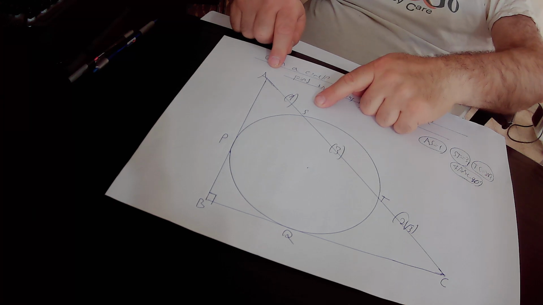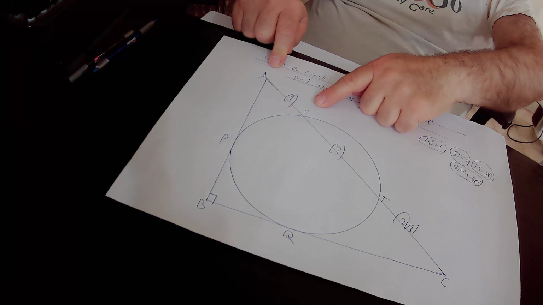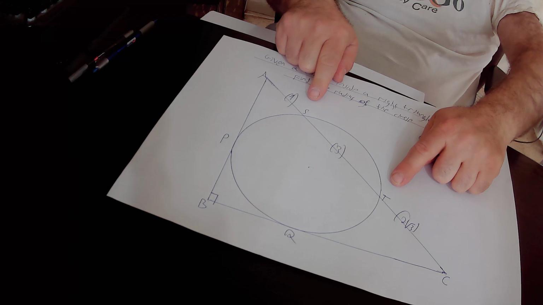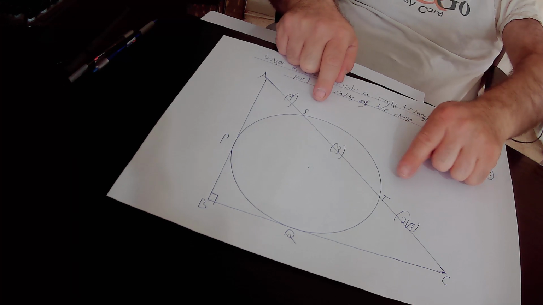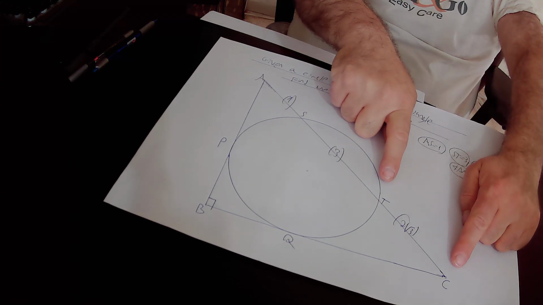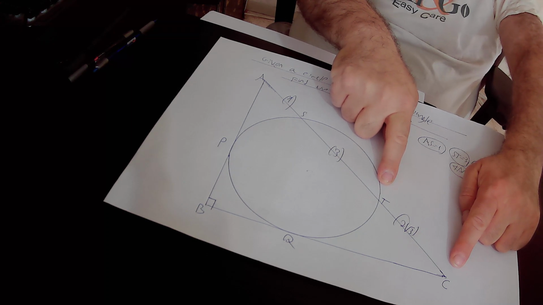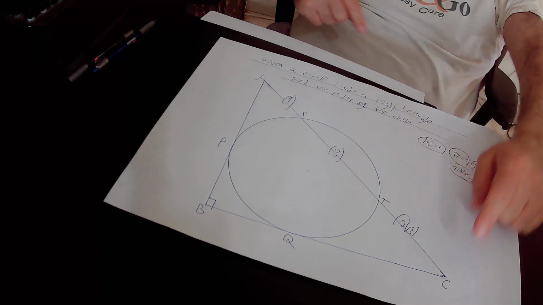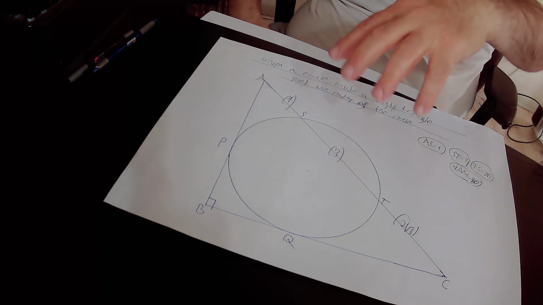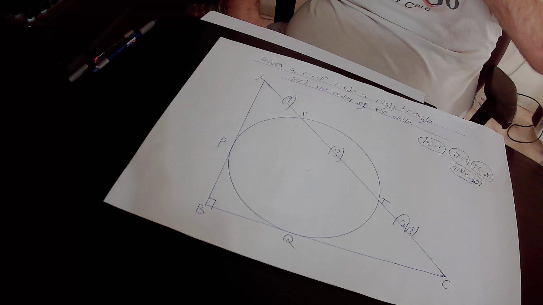This is line segment AS that is equal to 1 unit in its length. This is line segment ST that equals 3 units in its length. And finally, this is line segment TC that equals 2 times 4 to 3 units in its length. Repeat again that our mission is to find out the radius of this circle.